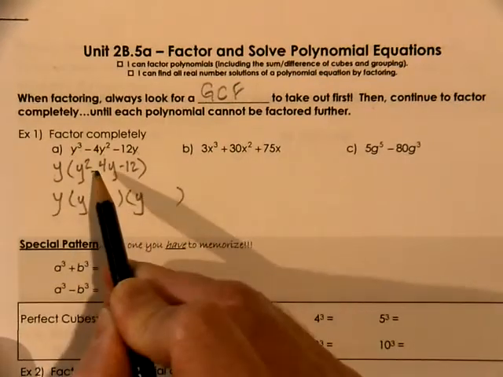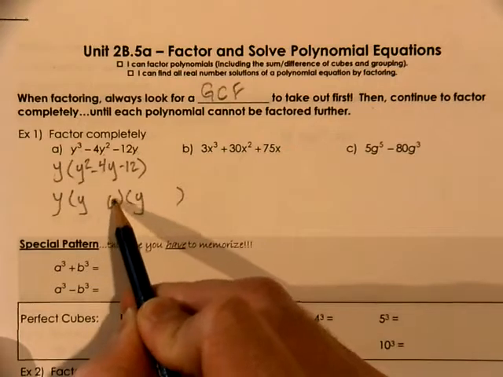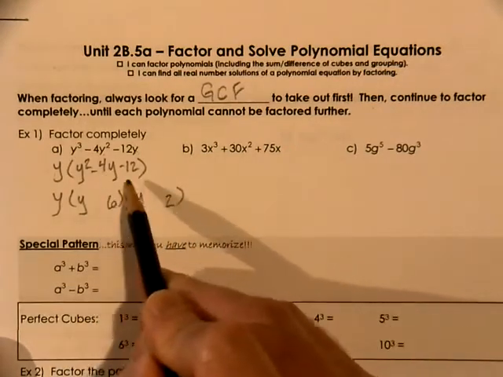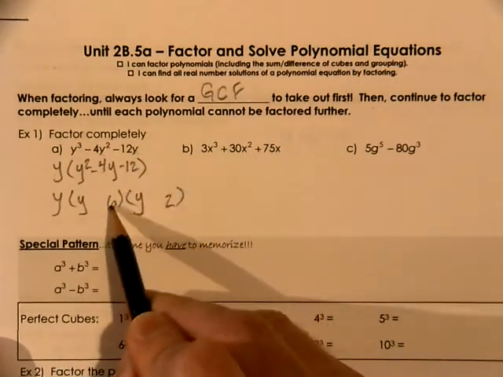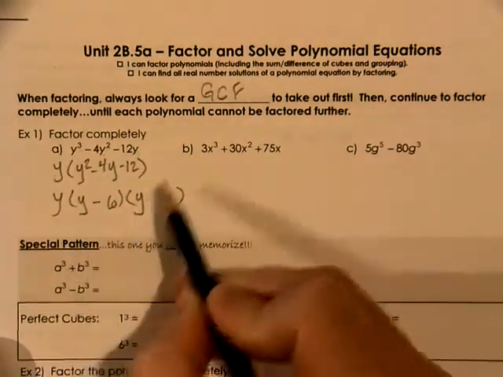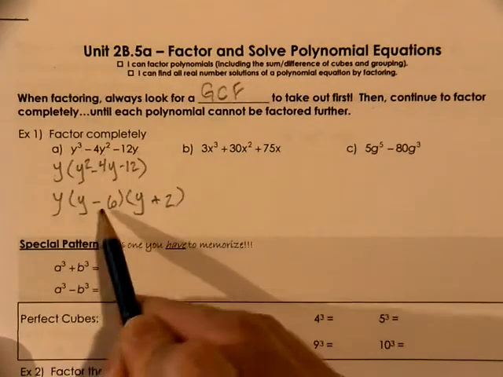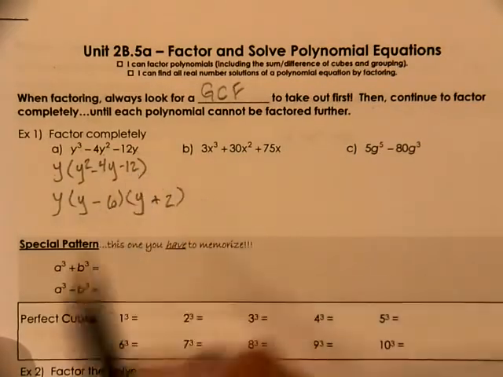You're looking for two numbers that multiply to be 12 and add to be 4. 2 and 6 multiply to be 12, but their signs have to be different. To add to be negative 4, you need a negative 6 and a positive 2. That adds to be negative 4 and multiplies to be negative 12.